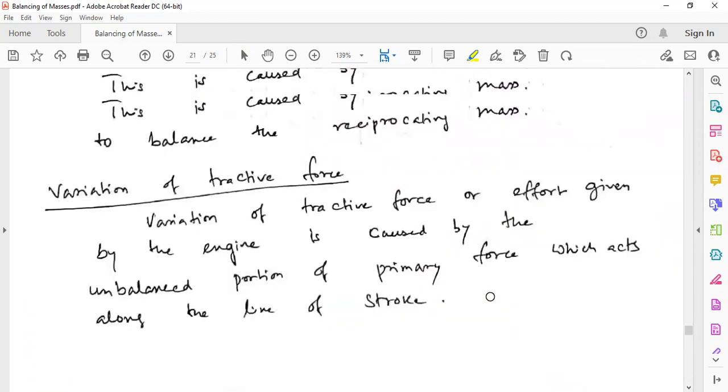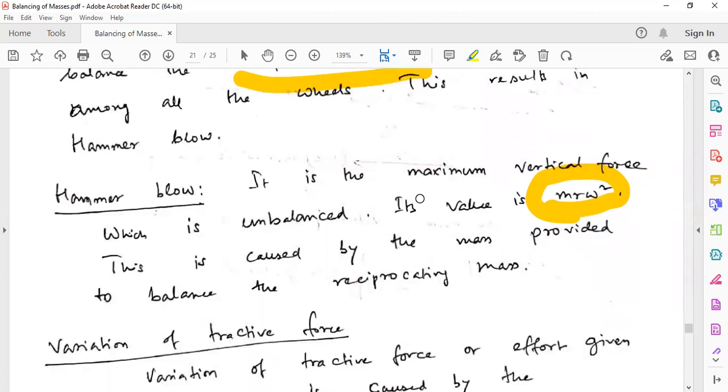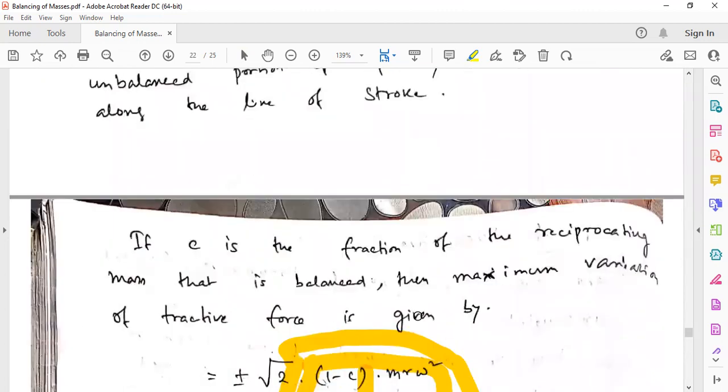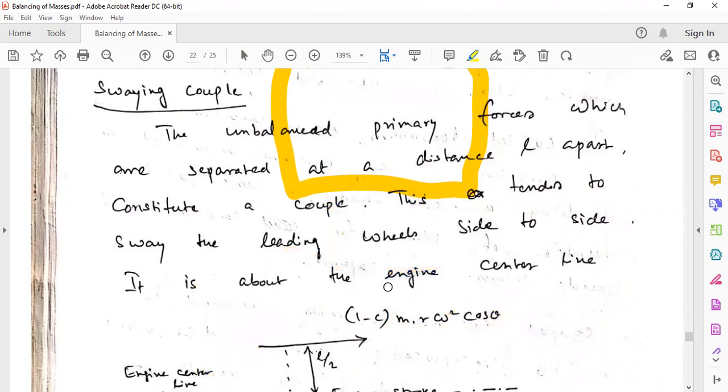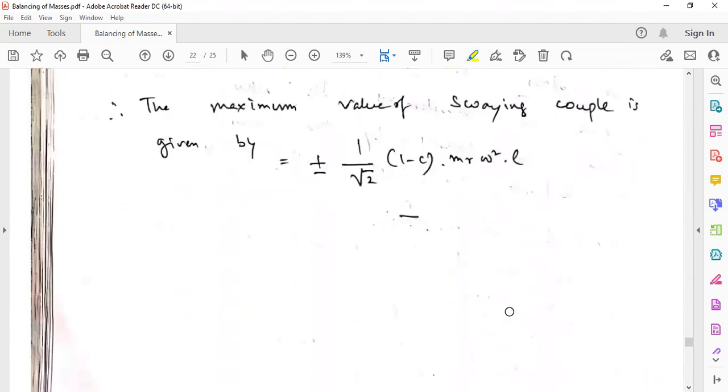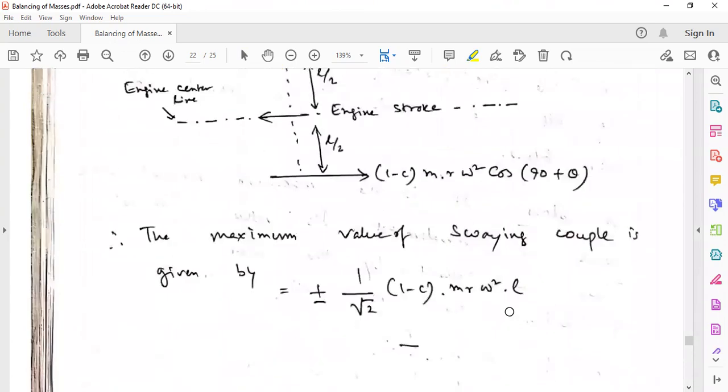So you can see the movements: the vertical unbalance, the variation of tractive force, that is one, and the sideways movement, which is the swaying couple. We have to balance all of them. Here we will talk about these three only, and the balancing is a little complex in this case, so we will not discuss that part. Later on, I'll clear some concepts in your class.